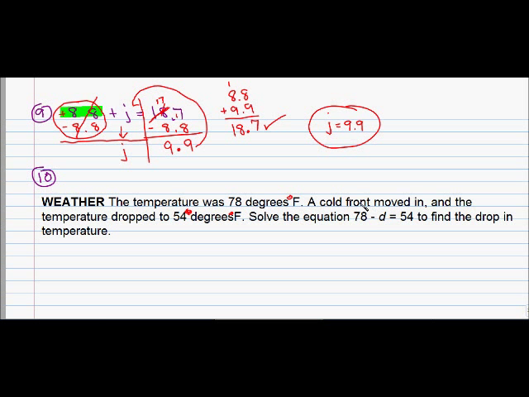So I'm going to solve this equation here. That's all they want you to do. Solve the equation. It's a drop, so it's minus. I'm going to write the problem: 78 minus D equals 54. And go up here. I'm going to draw my line.